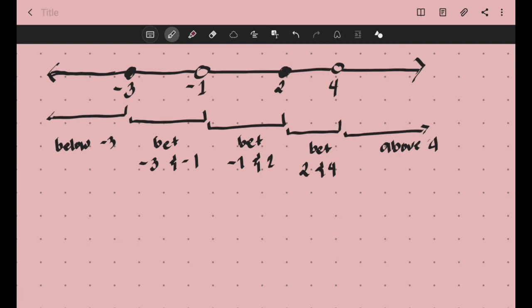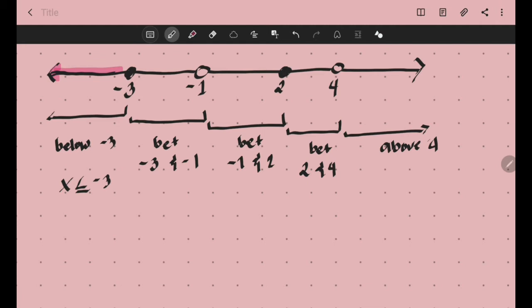So, below 3. So, therefore, ang possible values of x natin ay nandito. Mas mababa sa negative 3. So, isusulat natin siya as x, or the possible values of x is less than or equal to negative 3. Why equal? Because 3 is included.